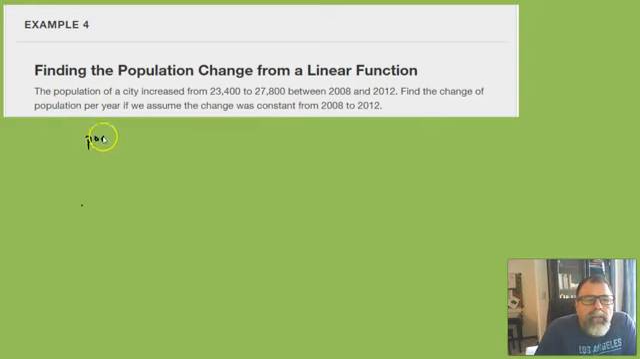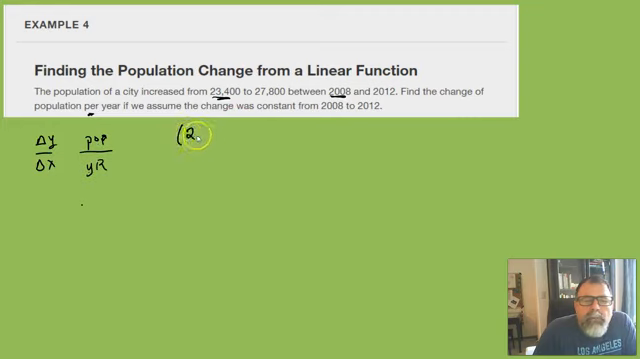So we want the change of population per year. This is going to help me figure out which one's x and which one's y. So population per year is divided by. Remember, I'm doing change of y over change of x. So x's are going to be years and population will be y's. So we're going to have 2 data points.